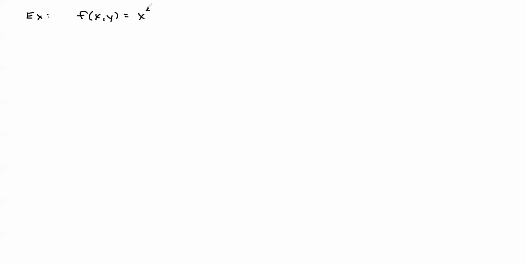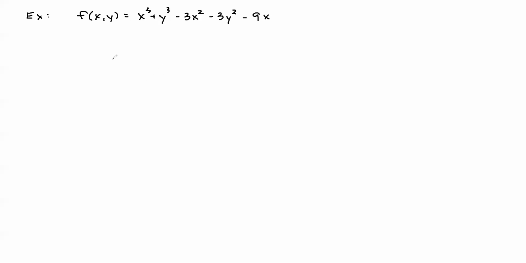We get x cubed plus y cubed minus 3x squared minus 3y squared minus 9x. Find the local max, min, and saddle points.